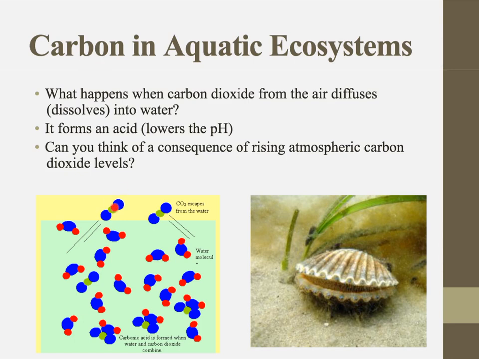Now, carbon dioxide from the atmosphere can dissolve into water. Liquids, like water, can hold a certain amount of dissolved gases, carbon dioxide being one of them. When carbon dioxide gets absorbed by water, it does this really tricky thing. It forms an acid called carbonic acid, and it causes the pH of that water to drop. So we know that pH runs on a scale from 0 to 14, with 7 being neutral in the middle. Here are all of the acids over here.